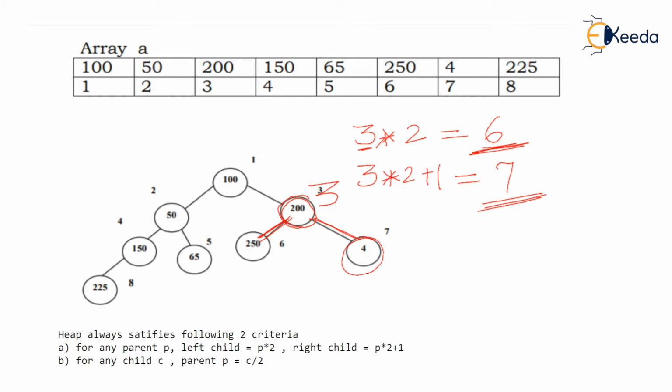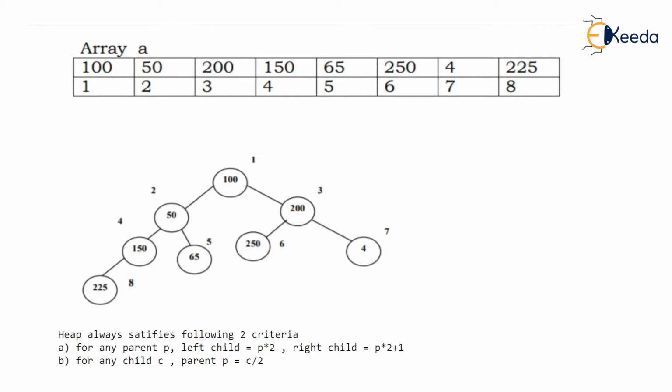Just check it out again. If you are given node number 4, where is the left child of node 4? 4 into 2, that is 8. And where is the right child of node number 4? 4 into 2 plus 1, that is 9. But hello, the ninth element is not there in the array itself, isn't it? So the fourth node is not having the right child. This is true always for heap because we have numbered the nodes in that fashion.